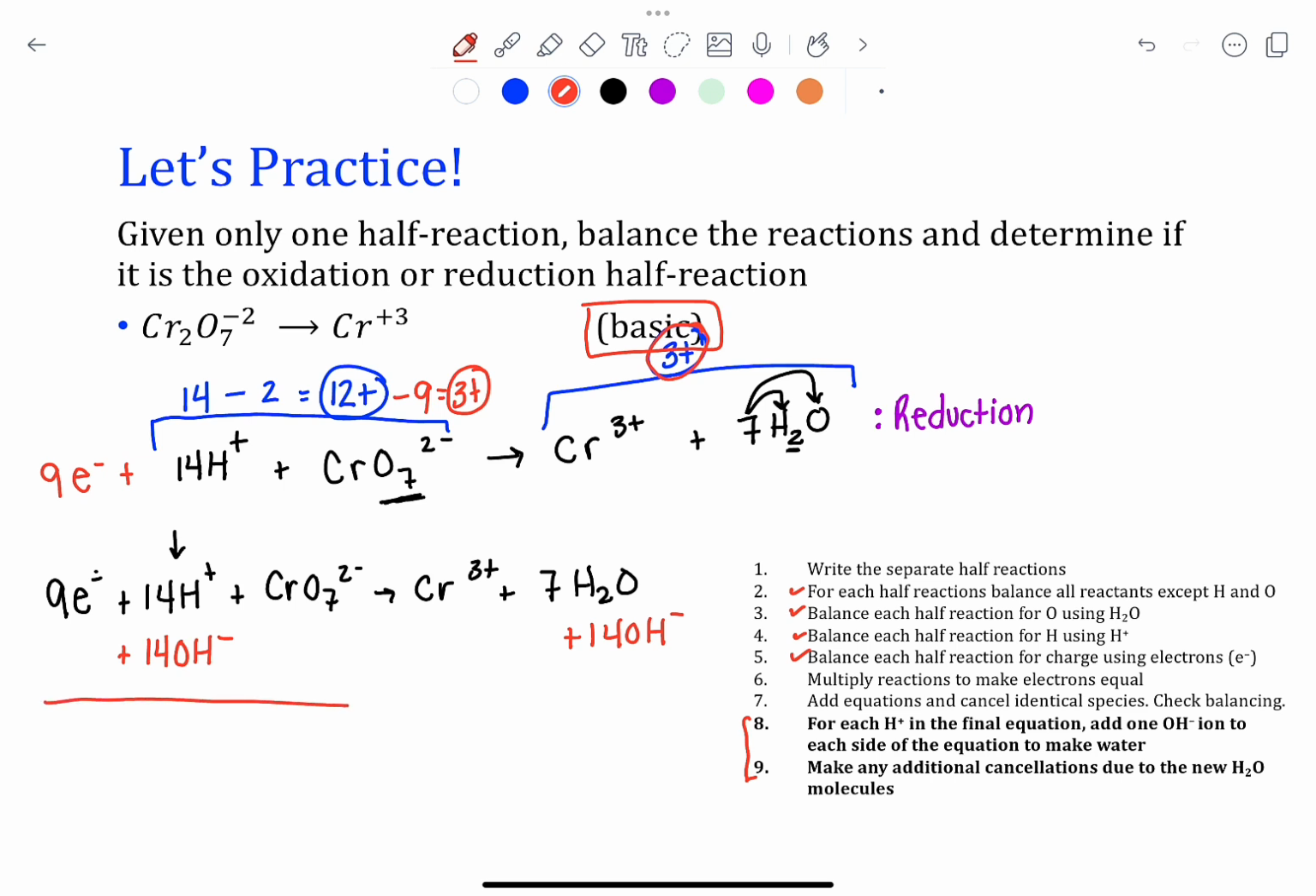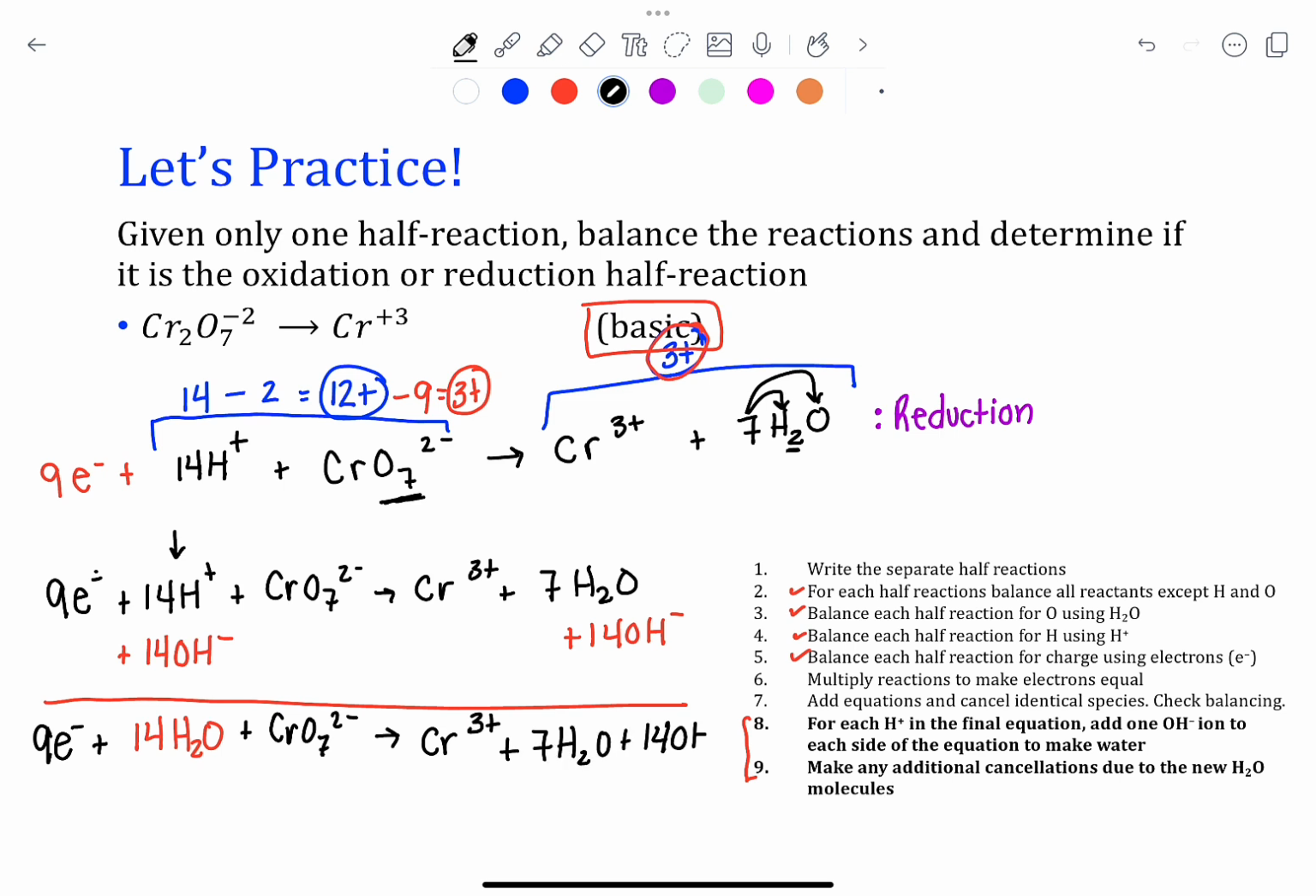So that's going to give us 9 electrons plus 14 waters plus Cr2O7 2-, goes to Cr3+, sorry, typo, 3+, plus 7 H2O plus 14 OH-. So that's step 8. We added the OH- to both sides. I'm actually going to change that to red to show that we added them.